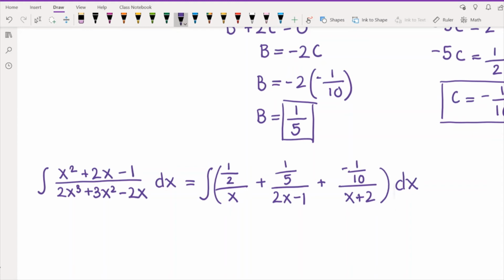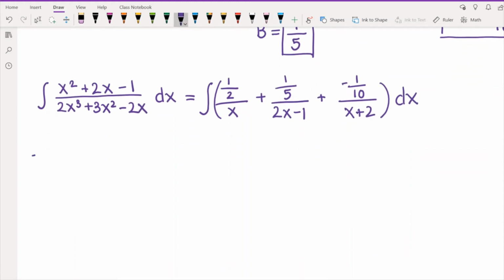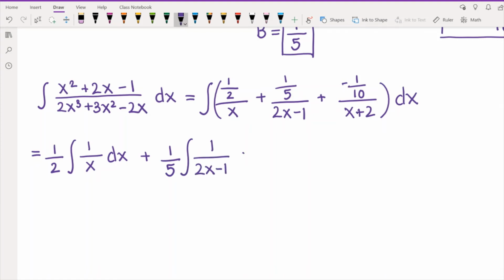So now we can break this into 3 integrals, and as I mentioned earlier, even though we have these fractions, it's not really going to matter because we can just take each of them outside of the integral. So we're going to end up with 1/2 times the integral of 1 over x dx plus 1/5 times the integral of 1 over 2x minus 1 dx. And then we have minus 1/10 times the integral of 1 over x plus 2 dx.